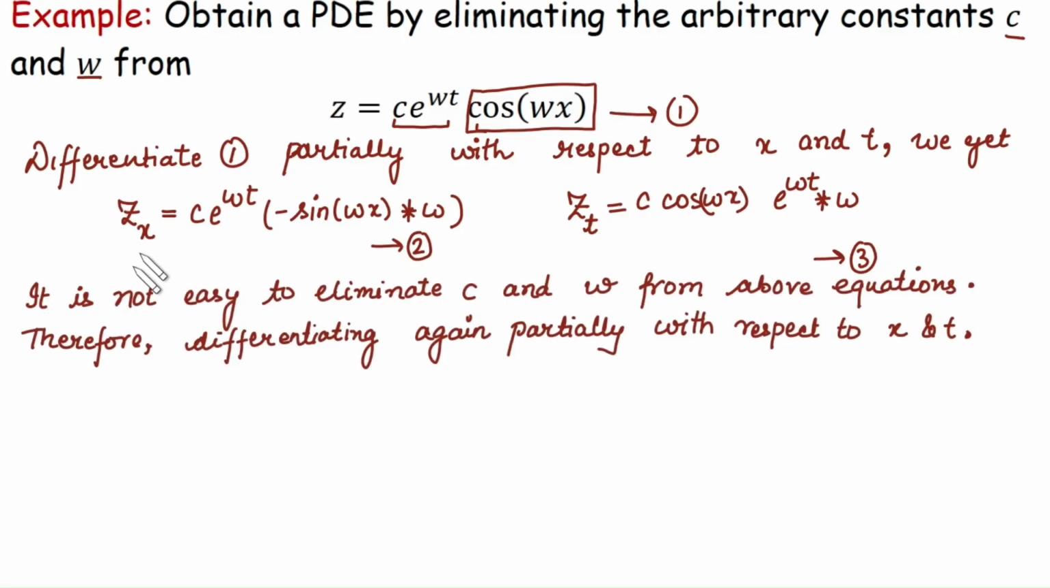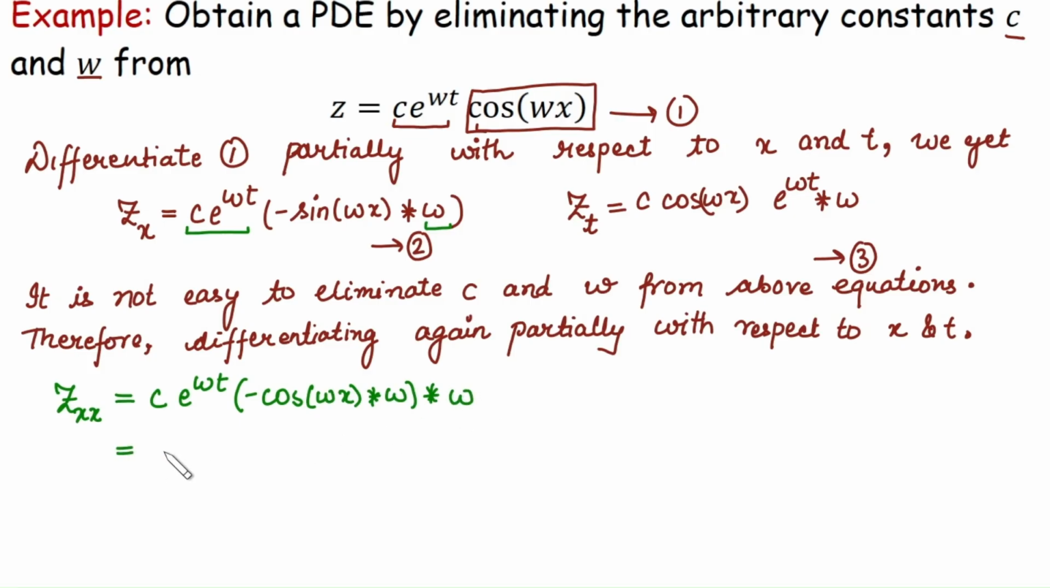Differentiate the second equation with respect to x. So what does this result in? The second order derivative of z with respect to x is equal to these two terms, with this w as constant, so that is as it is, and the derivative of sine is positive cos, and this negative sign is as it is. So we can say cos of wx into w, and this w is as it is. So this results in minus c into w square e raised to power wt into cos of wx.